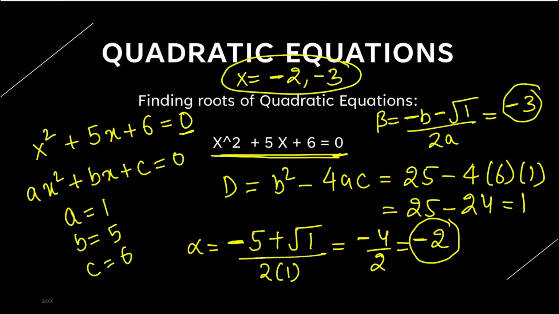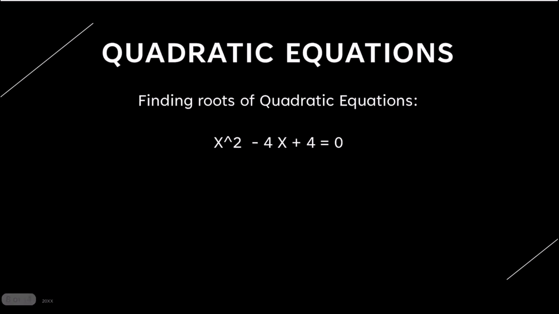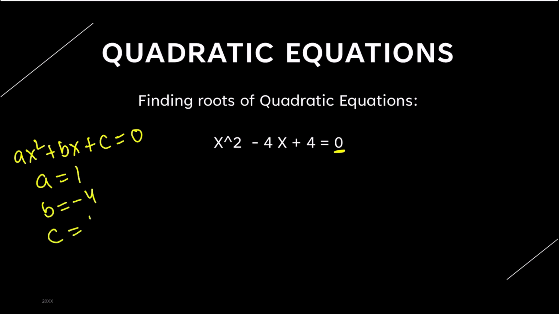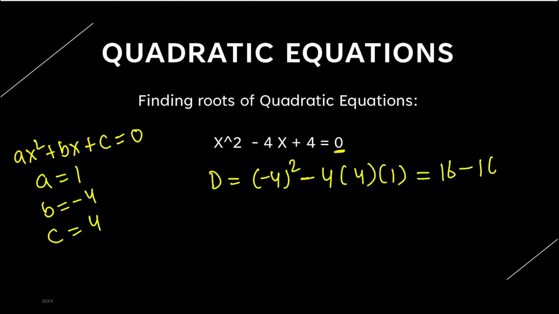Now another example, x square minus 4x plus 4 is equal to 0. First step, check if the right hand side is 0. If not, bring everything on the left hand side. Second step, compare it with ax square plus bx plus c is equal to 0. Then a is 1, b is minus 4 and c is 4. Second step done. Then calculate the discriminant. Discriminant is b square, that is minus 4 square, minus 4ac, and you will get 16 minus 16 equal to 0.